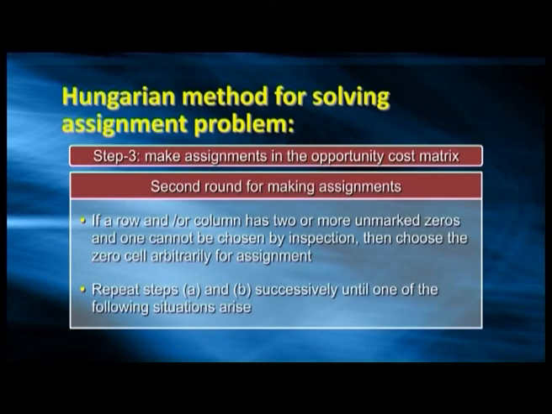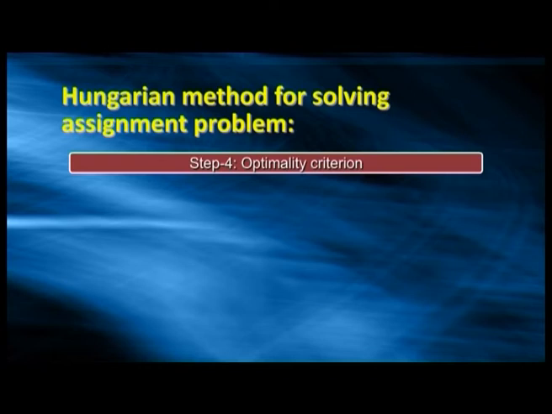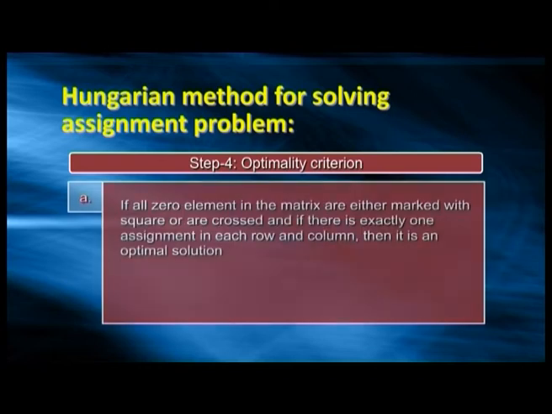Second round for making assignments. If a row or column has 2 or more unmarked zeros and one cannot be chosen by inspection, then choose the 0 cell arbitrarily for assignment. Repeat steps A and B successively until one of the following situations arises. Step 4. Optimality criteria. If all 0 elements in the matrix are either marked with a square or crossed, and if there is exactly one assignment in each row and column, then it is an optimal solution.